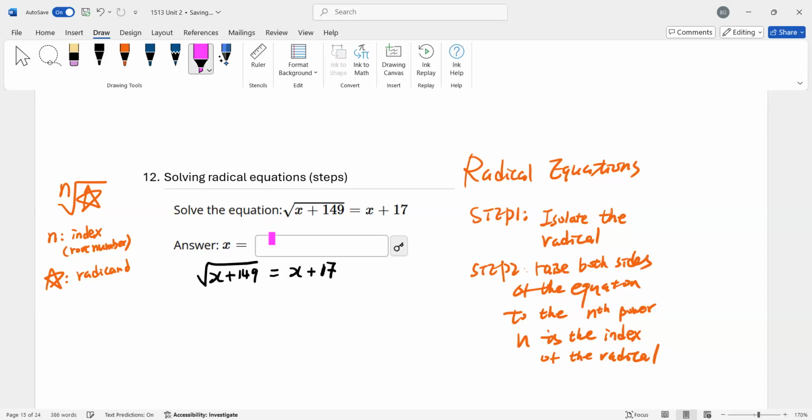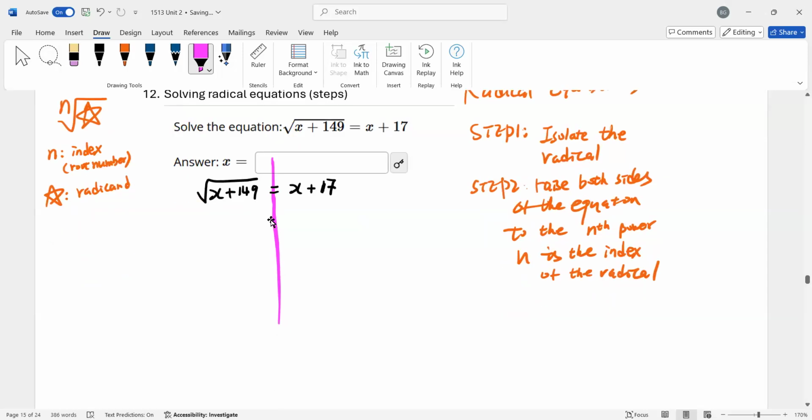Second step, raise both sides of the equation to the power of n. I need your help. Power of n, what is n here? 2. 2, perfect, exactly. Second power, exactly. We do this to get rid of the radical, okay?